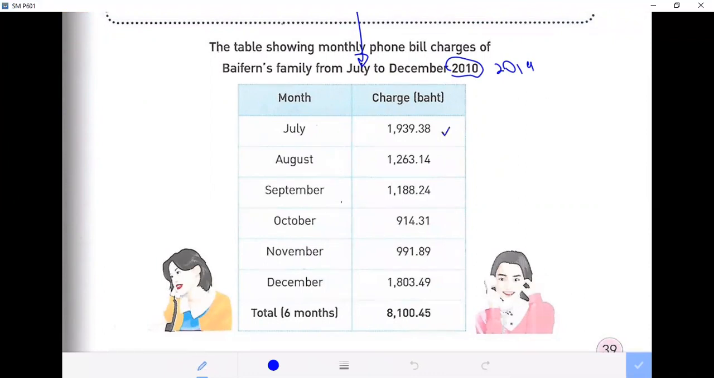Maybe she starts to talk with a boyfriend. She has a boyfriend, talks a lot, so pays a lot. Next month, no boyfriend anymore, bye-bye boyfriend, so she talks less. This month, talks less. Talking with a boyfriend is so sad, right? Somehow, and this month, she has a boyfriend again, something like that. She's happy, so she talks a lot.